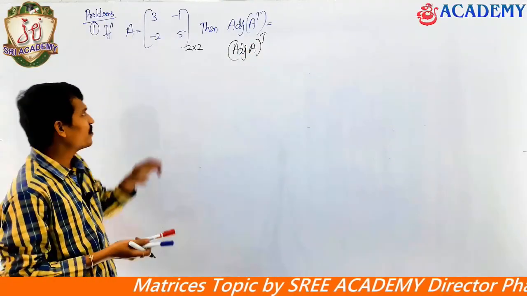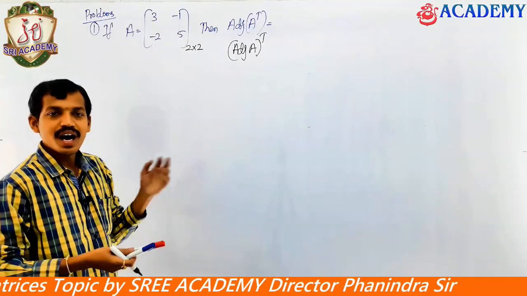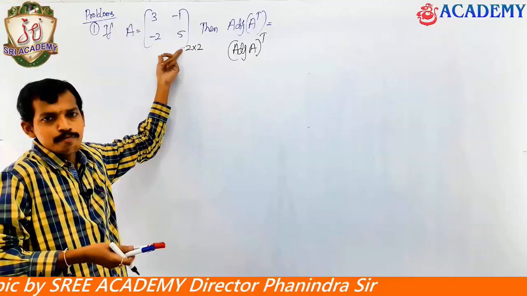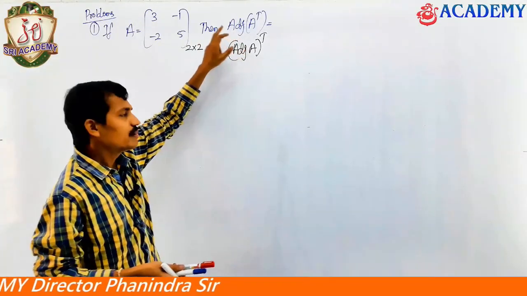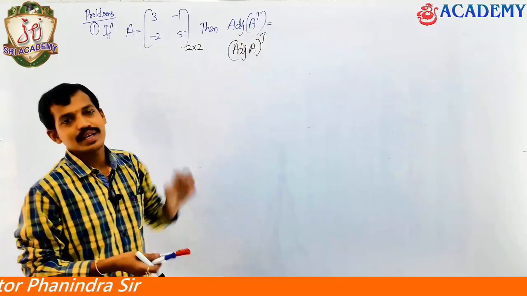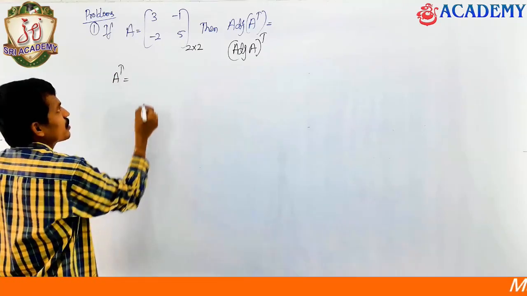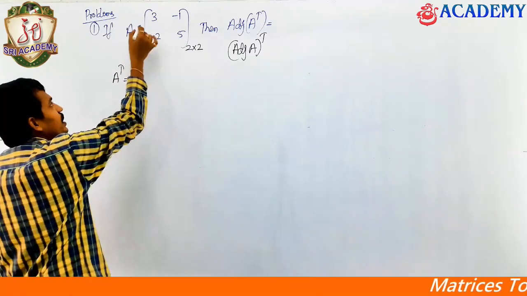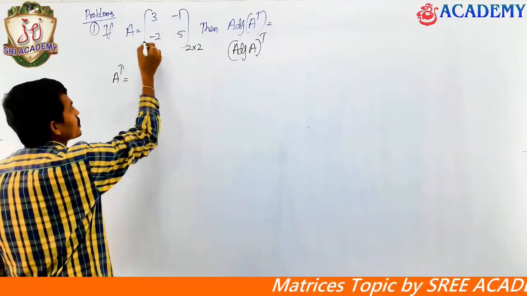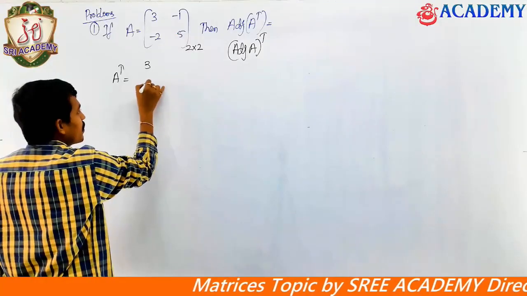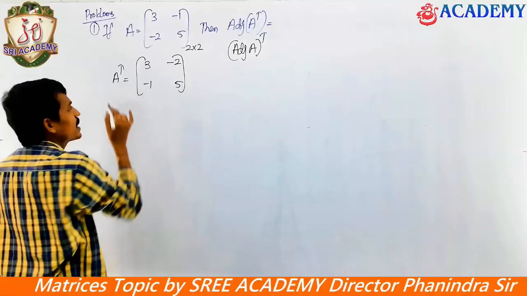That means you can find the adjoint matrix for A. After finding adjoint, if you transpose, you will get the same. Or either you can find the transpose of A, then after you have to find the adjoint matrix. First you will find A transpose, then you will apply the adjoint. Right now I am writing here A transpose. A transpose is nothing but simply interchanging rows into columns. That is 3, I am writing row as column, -1, -2, 5. This is the A transpose matrix.